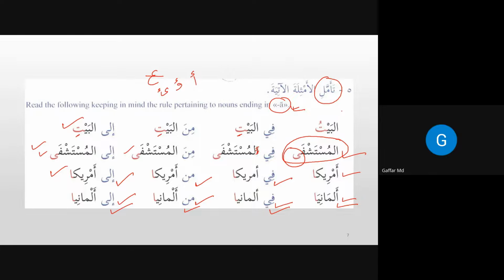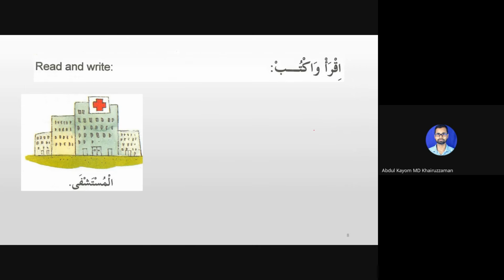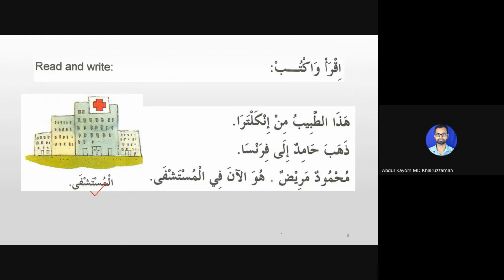Okay. Next we have iqra wa-ktub, read and write. We have this word al-mustashfa. We have seen al-mustashfa means hospital. So we have some text here. Can you read this text? The first line.